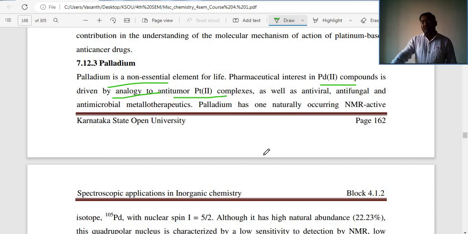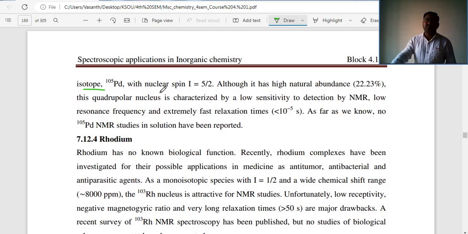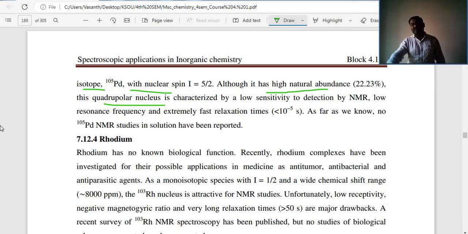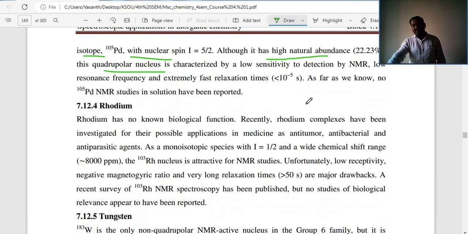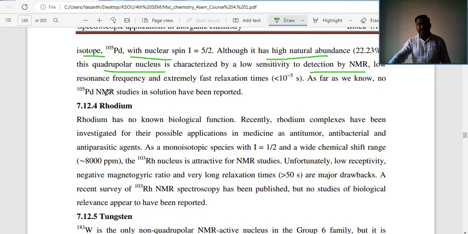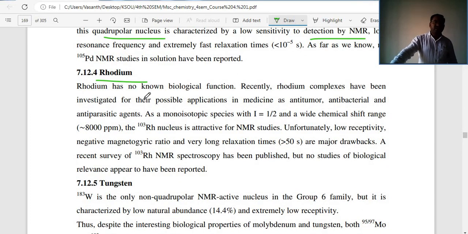metallotherapeutics. Palladium has one naturally occurring NMR active isotope. Although it has high natural abundance, this quadrupolar nucleus is characterized by low sensitivity for detection by NMR. Rhodium has no biological function. Recently, rhodium complexes have been investigated for their possible applications in medicine as anti-tumor, antibacterial and antiparasitic agents.